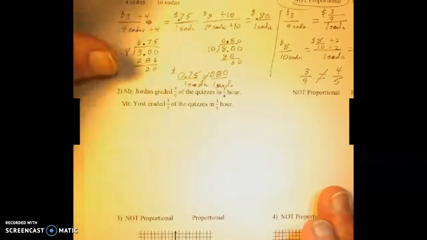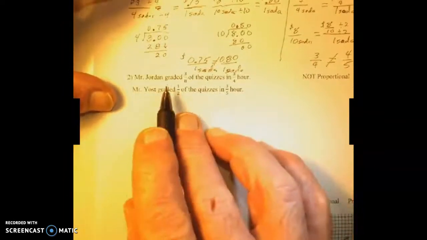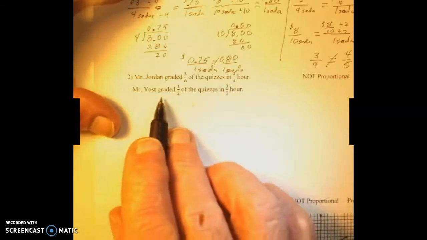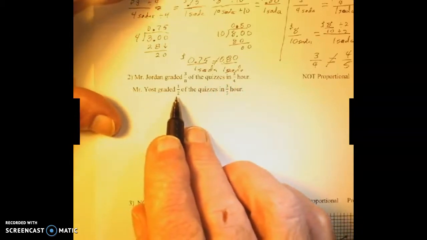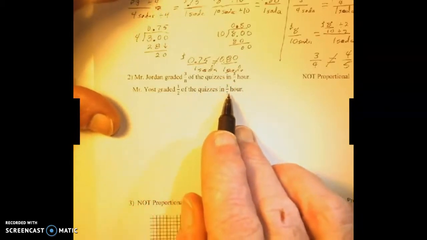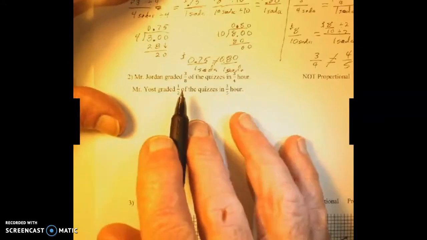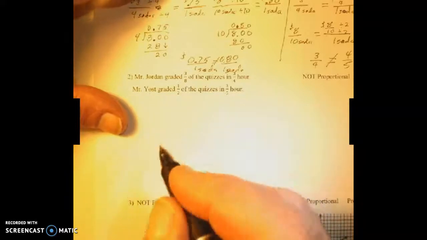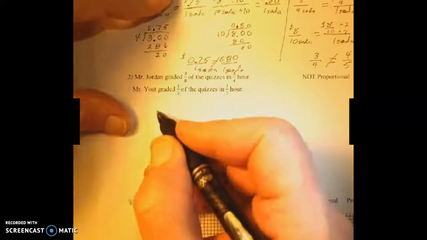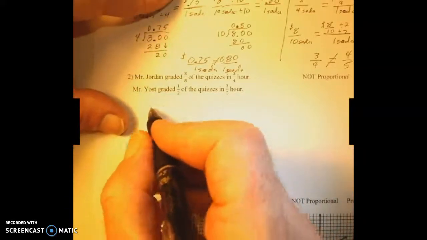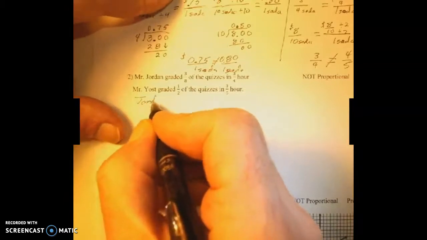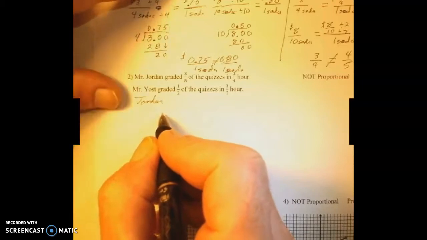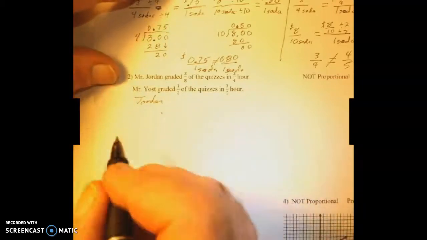Okay, question 2. Mr. Jordan grades 3/8 of a test in 3/4 hour, Mr. Yost grades half of the quizzes in 3/5 of an hour. Are these ratios proportional? Are these rates proportional? We're going to have to deal with fractions. So this is Mr. Jordan, who does 3/8 of a test in 3/4 of an hour.